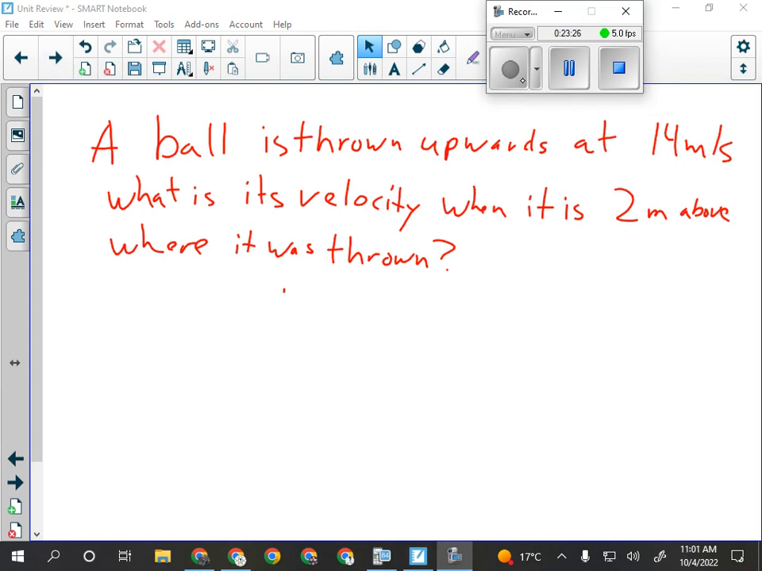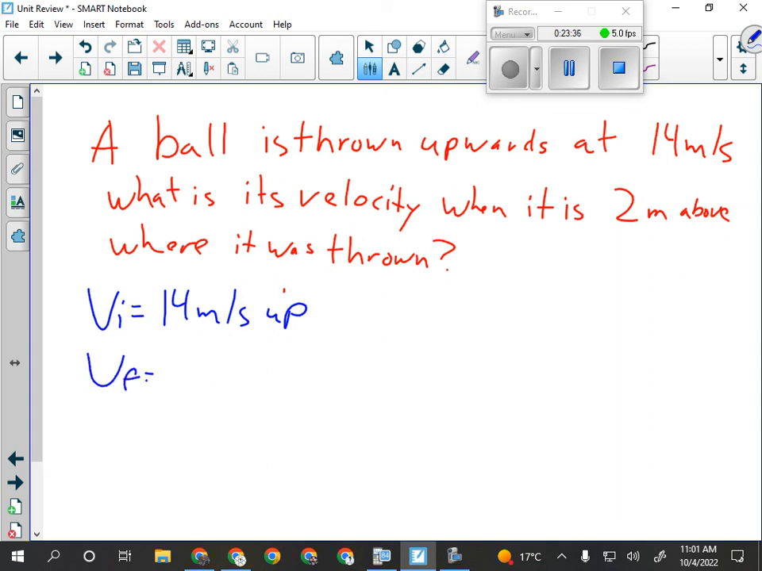So in this one, we're told that the ball is thrown upwards. So vi is 14 meters per second up. What is its velocity, so vf, when it is 2 meters above where it was thrown? What else do I have here? Acceleration. These two numbers are up. That one is obviously down.